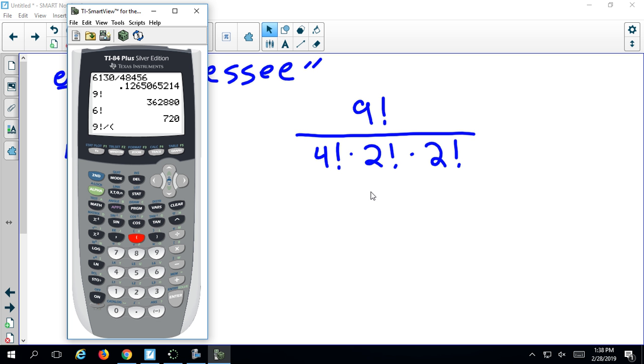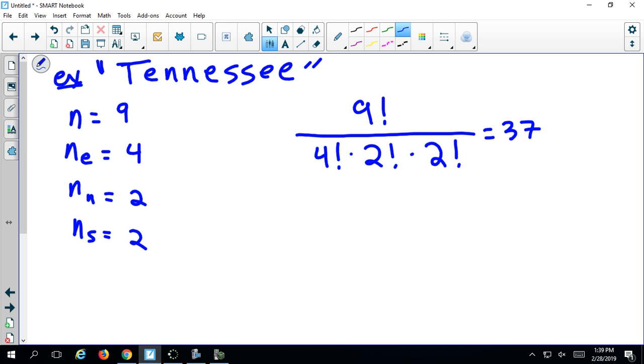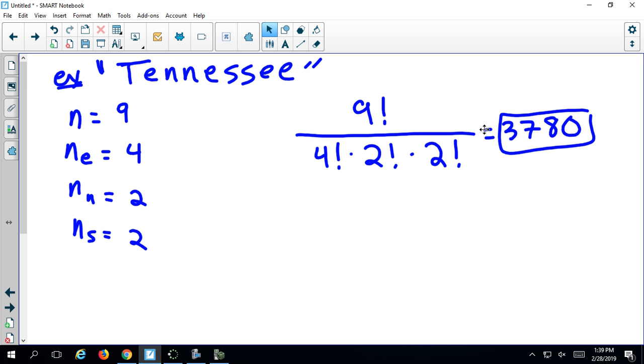What is 4 factorial? Without a calculator, what is it? 24, so I don't have to worry about the factorial symbols. What's 2 factorial? 2. I could have just said 4 there, right? So 3,780. There were 362,000 ways if they're all different letters, but because we have so many repetitions, it drops down to just 3,780. So it's a big difference, right?